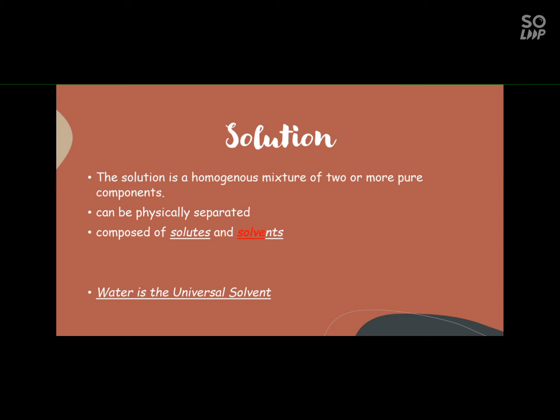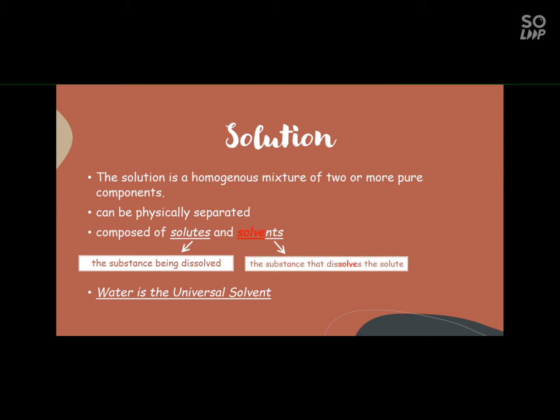Solutions. A solution is a homogeneous mixture of two or more pure components. It can be physically separated. A solution is composed of solutes and solvents. So what are solutes? Solutes are the substances that are being dissolved, while the solvent is the substance that dissolves the solute. So our universal solvent is water.